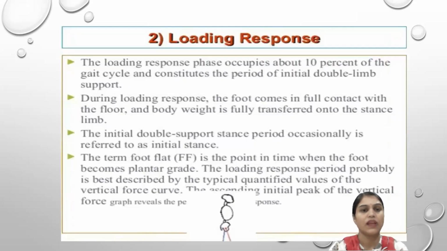Loading response. The loading response phase occupies about 10% of the gait cycle and constitutes the period of initial double limb support. During loading response, the foot comes in full contact with the floor and body weight is fully transferred onto the stance limb. The initial double support stance period occasionally is referred to as initial stance. The term foot flat is the point in time when the foot becomes plantigrade.